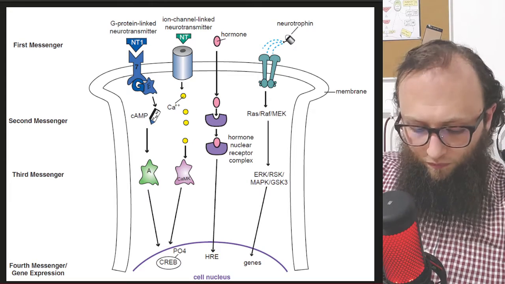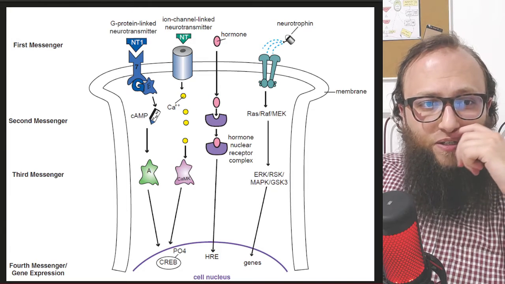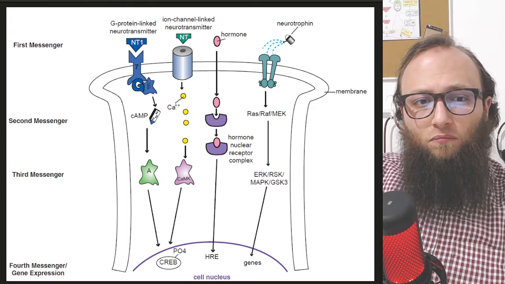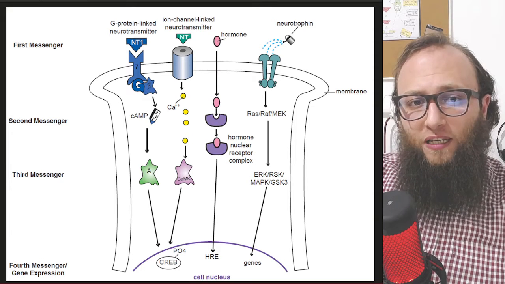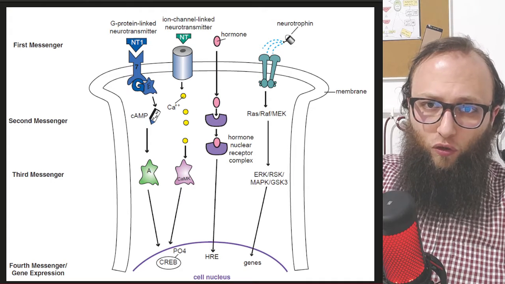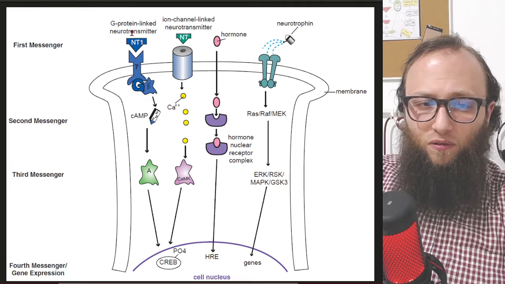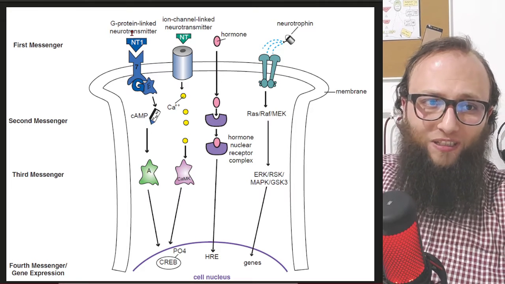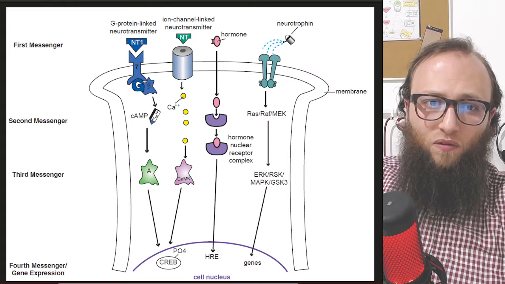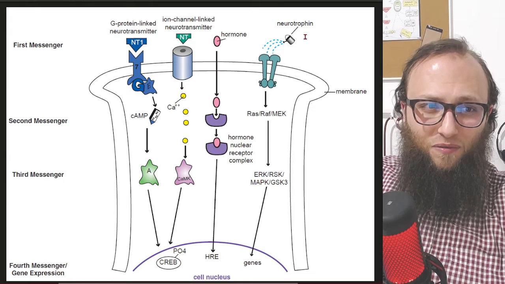Okay, here we have this illustration of different signal transduction cascades. Four of the most important signal transduction cascades are shown here in this picture. They include the G protein linked systems, ion channel linked systems, hormone linked systems, and neurotrophin linked systems.